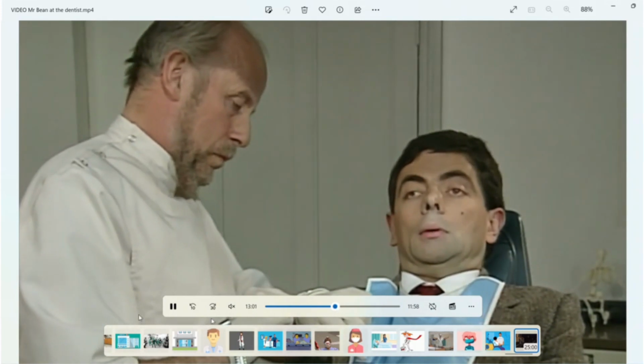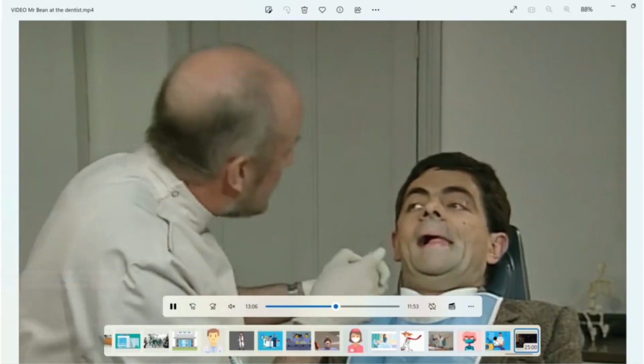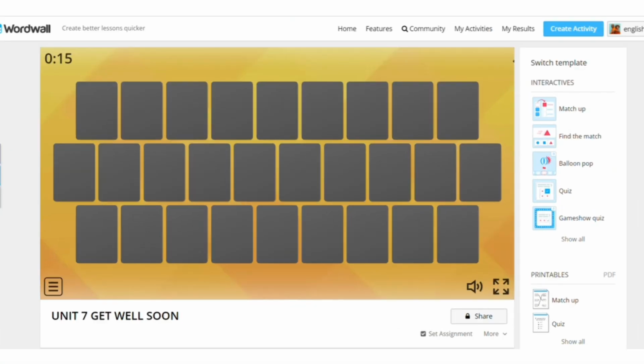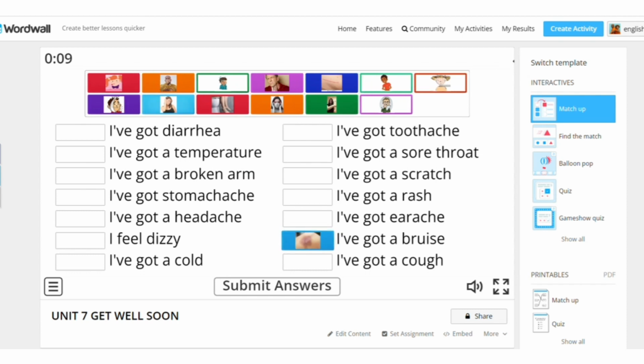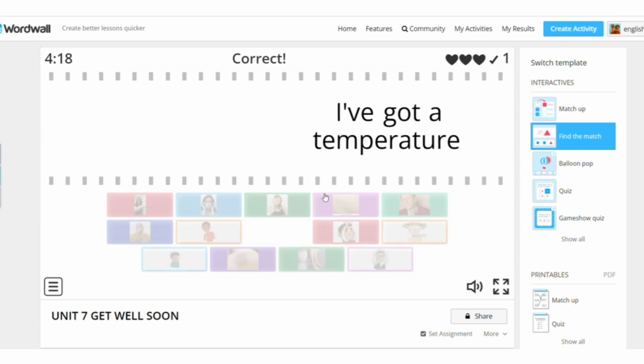So once we finish with this, we can reinforce our vocabulary by going online on the Wordwall platform and doing matching exercises. For example, here we have matching the words to the pictures. Here also we could, for example, if you have a bruise, match the words to the bruise. Or, for example, here we have a quiz and the students have a temperature, so we look for somebody who has a thermometer here. And we go to the next one.